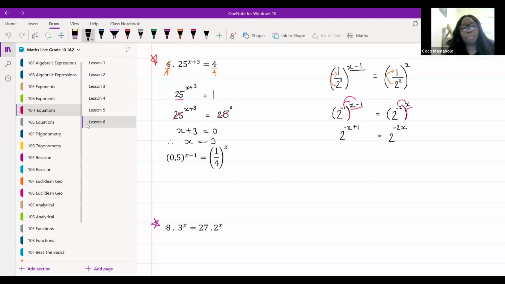And now that I have the same base, I can drop my bases and solve for x. So I've now got negative x plus 1 equals negative 2x. The negative 2x will go to that side. The 1 will go to the other side, and their signs will change. So I will then have negative x plus 2x is equal to negative 1. Negative x plus 2x will just give us x, and therefore x is equal to minus 1.